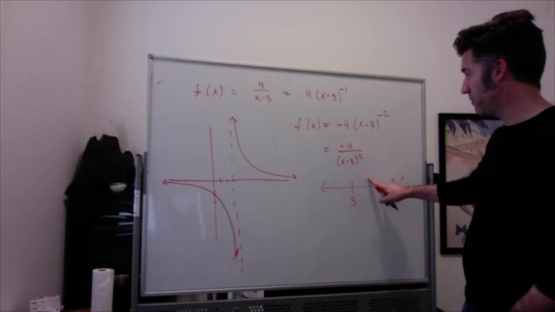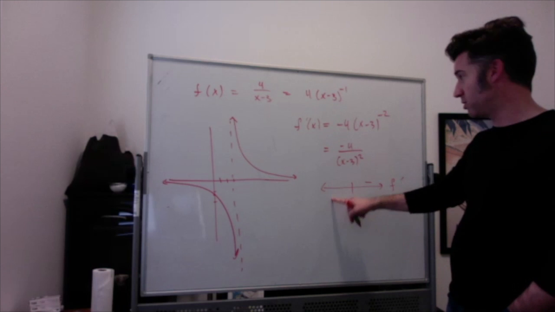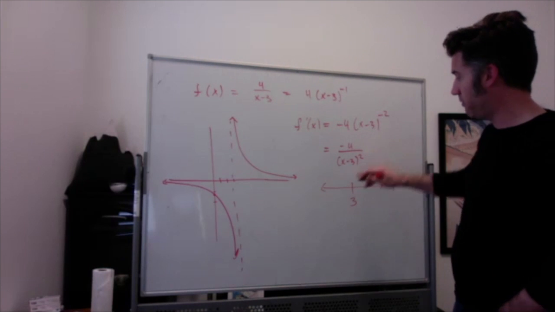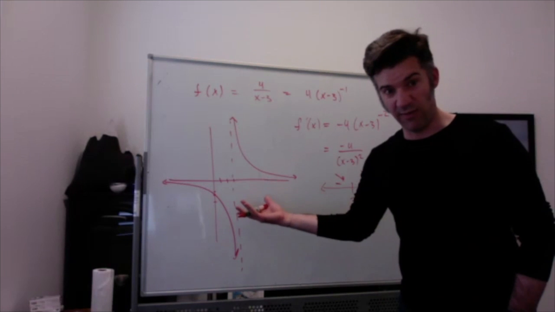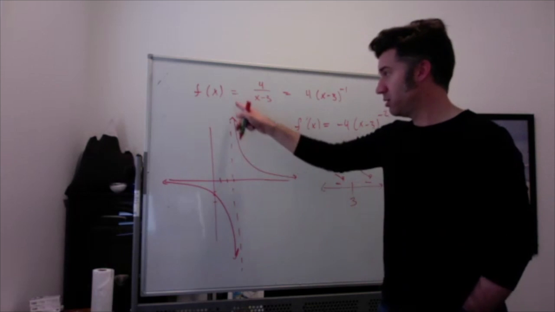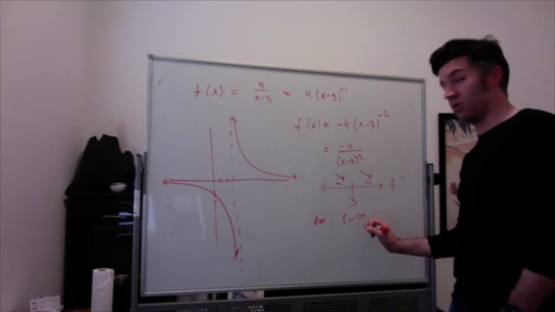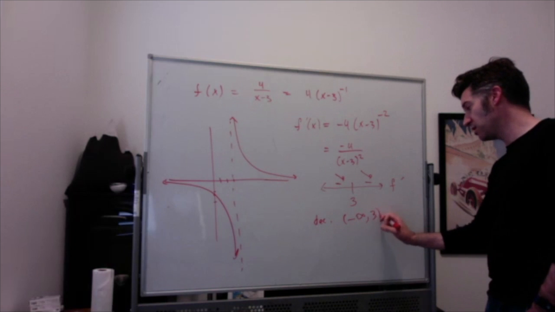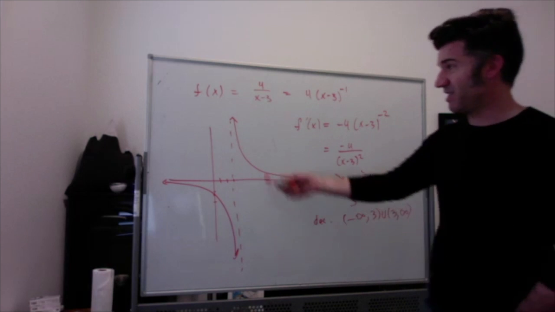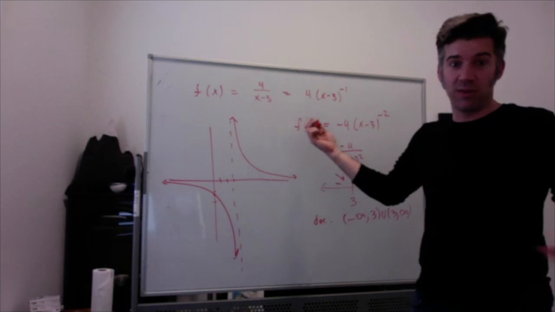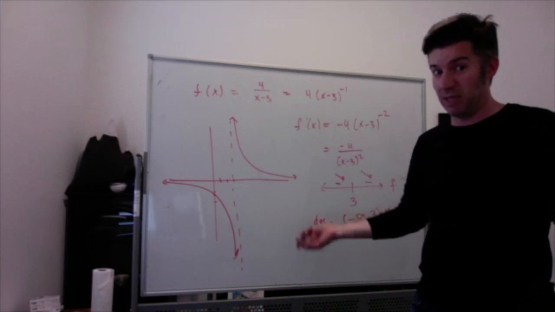Over here on the right, if I plug in a number like 4, negative, positive. Over on the left, if I plug in a number like 2, negative, positive. So it's decreasing, decreasing. Just like my graph shows. So I'd say it's decreasing on the interval from negative infinity to 3, union 3 to infinity. We have to break it up at 3 because the function's undefined at 3. You can't include 3 in the interval of decreasing because nothing's happening at 3. It's undefined at 3. You can't be decreasing there.